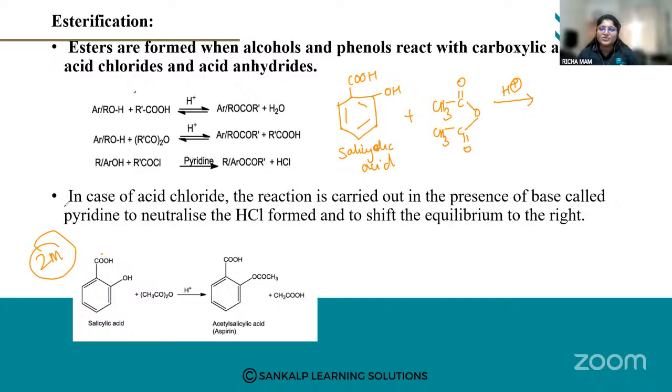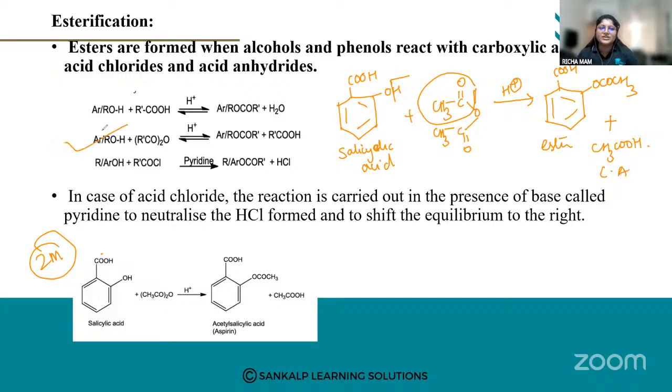So what is it going to form? Your OH group will be attacked by one of these CH3CO groups. So what am I going to get? I'm going to get acetyl salicylic acid. So this is COOH and this is OCOCH3, plus CH3COOH. So I'm going to get one ester, and a carboxylic acid.